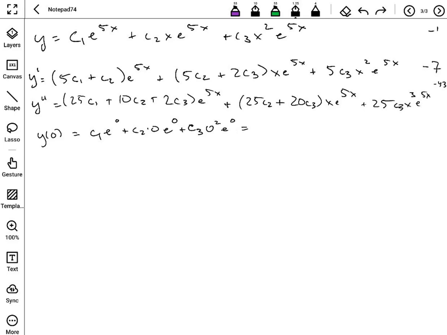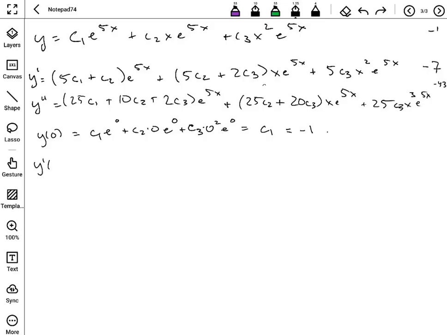E to 0 is 1, so that's just c1 plus the rest, except I multiply by 0 in the x and x squared terms. So I'm actually just left with c1, and those two go away. And we're actually going to have that our x and x squared terms go away from all these equations for that reason. So y of 0 is just going to be c1, which is equal to minus 1.